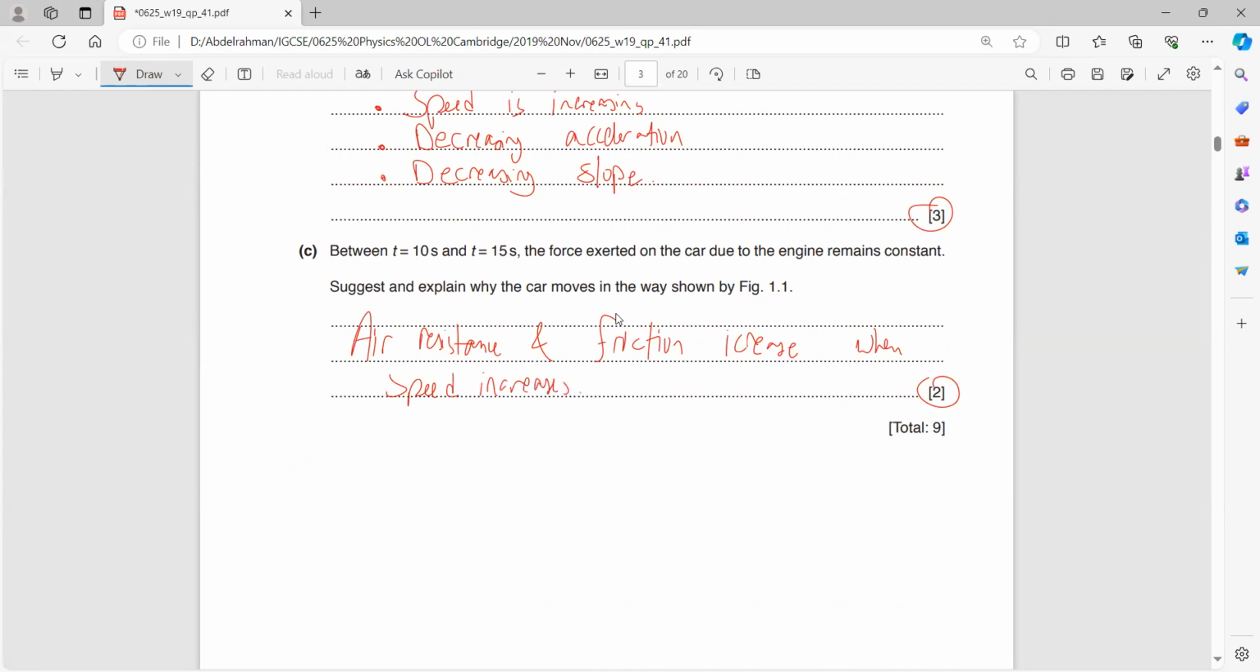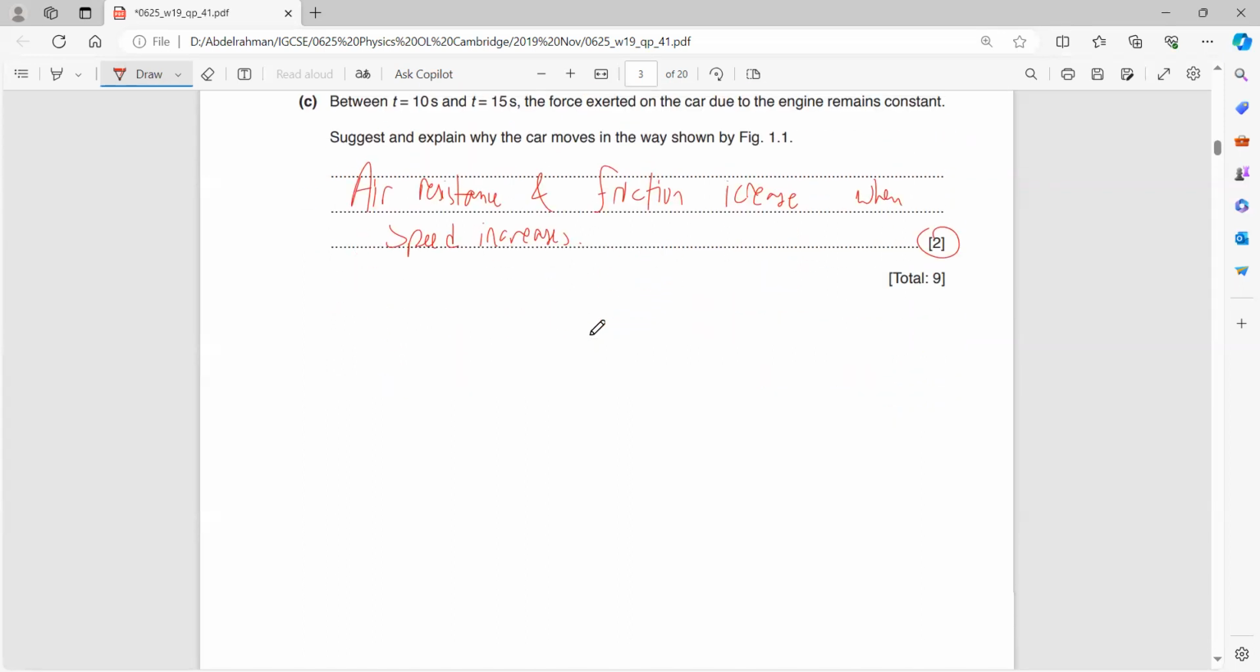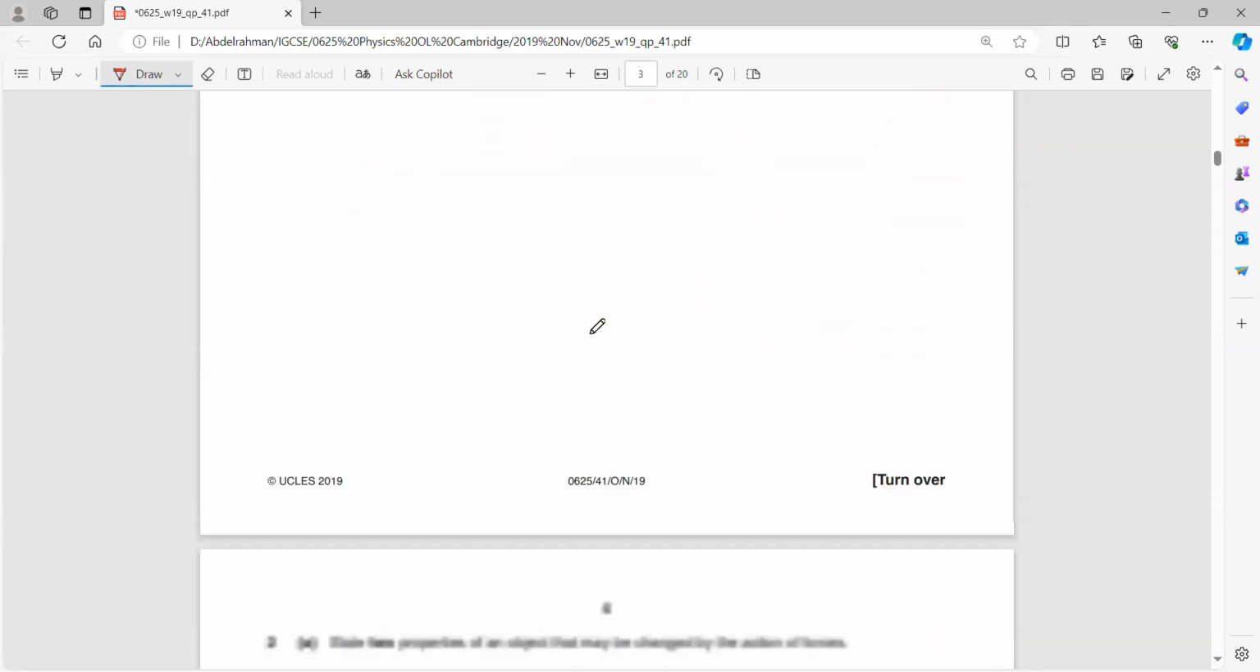طبعا if he asks بقى in more details, طب explain in more details what's happening to the resultant force on the car، فهنقول له as the air resistance and friction increase, the resultant force on the car decreases. صح. Why? Because the resultant force is the driving force minus the resisting force. Air resistance and friction are resisting forces. So when I increase the resisting forces, the resultant force decreases. تمام. 9 marks. Very, very easy 9 marks.